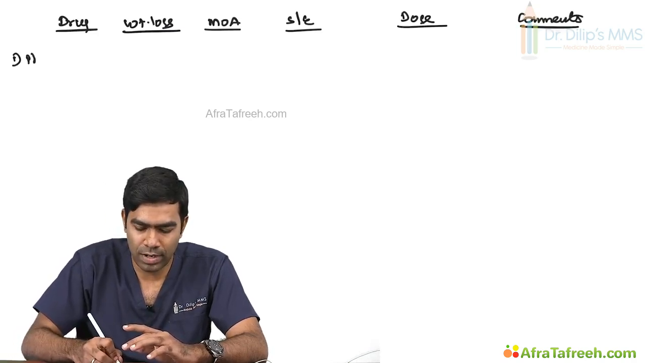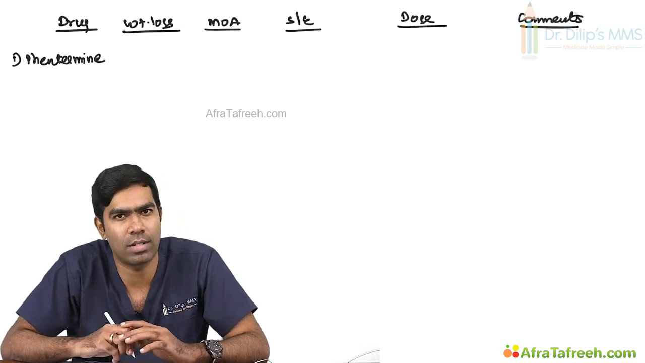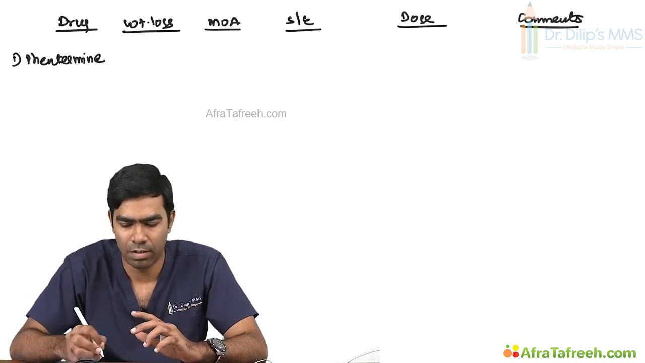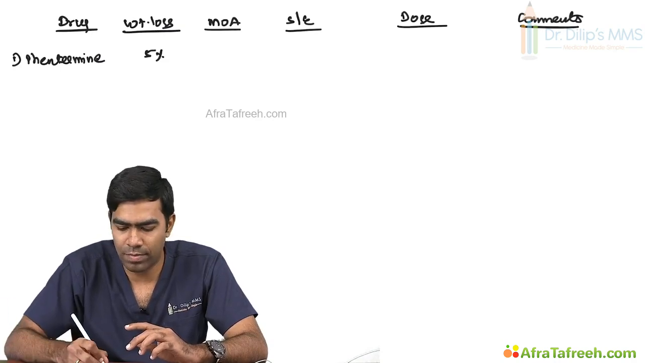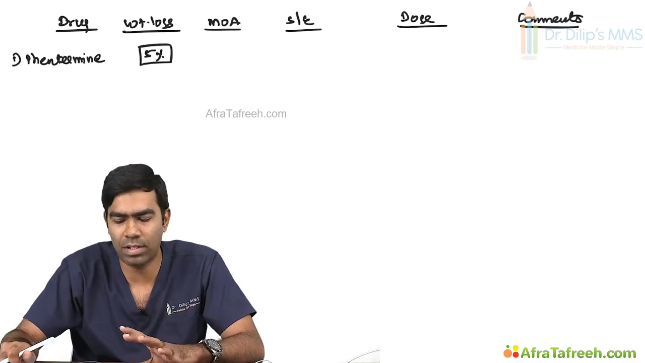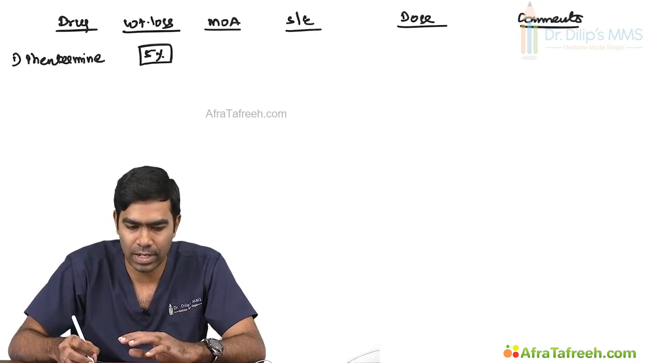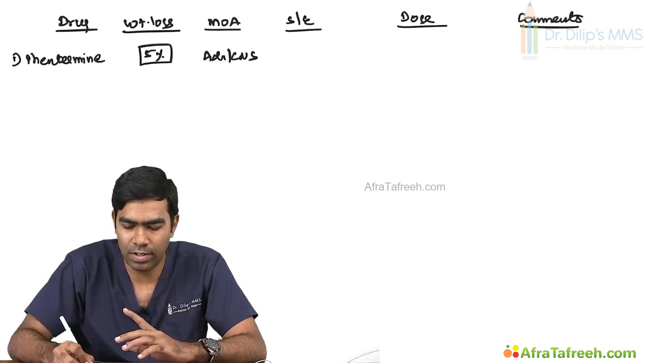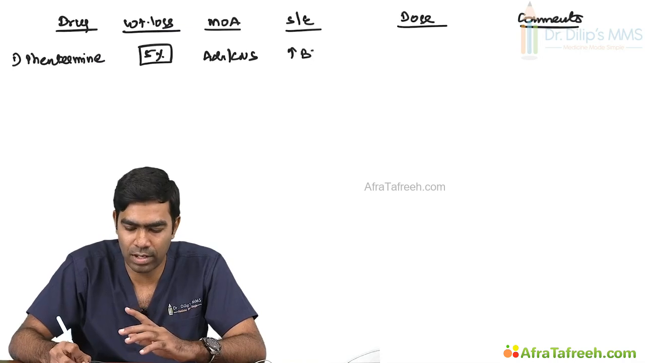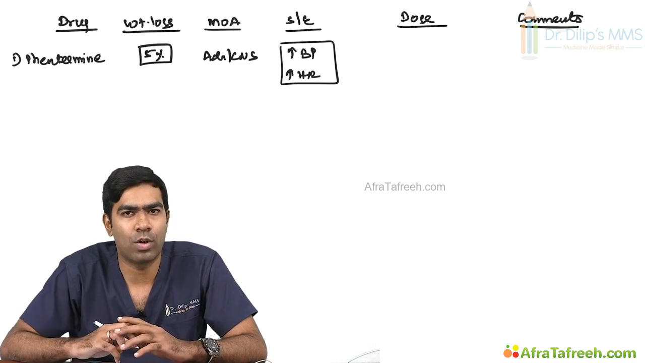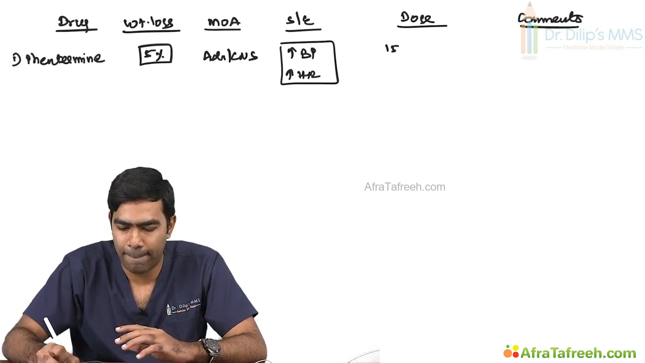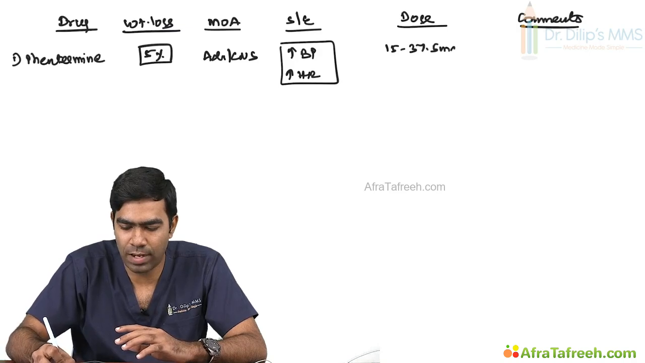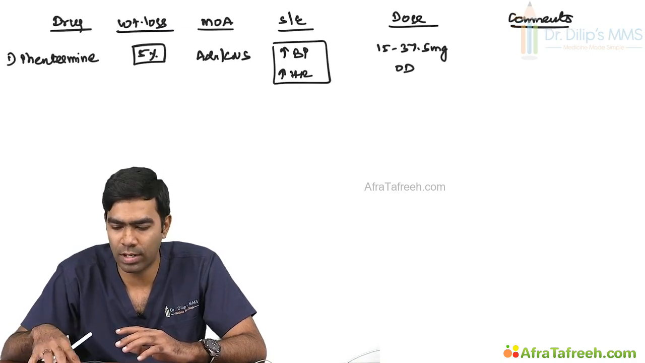The first drug is phentermine, one of the very commonly prescribed drugs in Western countries. Even though in India it's not commonly prescribed, orlistat is the commonly prescribed one in India. Weight loss promoted by phentermine is a neat 5%, which is okay to continue the drug. Mechanism of action is adrenergic in the CNS. The side effects are obviously the adrenergic side effects like hypertension and increased heart rate. Dosage is 15 to 37.5 milligram once a day, usually in the morning.